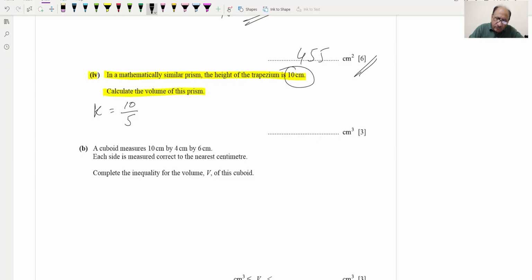The new trapezium which they are talking about in part 4 is 10. So this will be cancelled and this will be equal to 2. So the k value is equal to 2. Now for the volume calculation, we are always using k cubed, which will be equal to 2 cubed, and that is 8. And the volume of the previous smaller prism is 500.